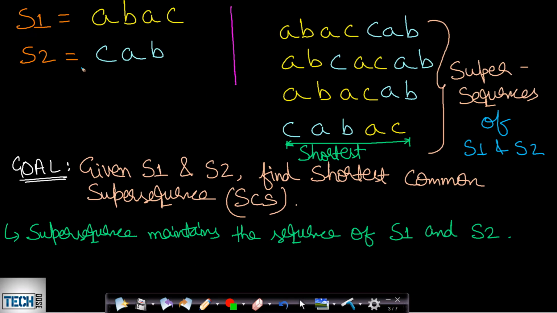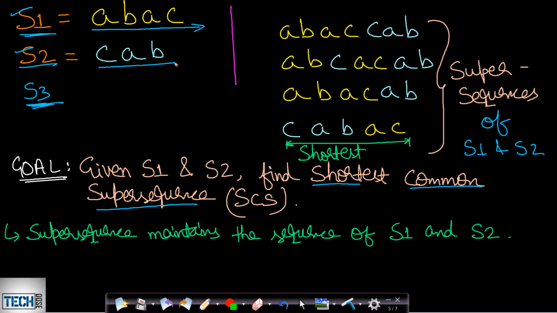Now in this problem, we are given two strings S1 and S2, and we are required to find the shortest common supersequence. So what is a supersequence? Actually, a supersequence is another string. Let's say it is string S3. Such that if you take the subsequence S1 in this string S3, then this entire string will be present as a subsequence in string S3. And if you take this string S2, this entire string S2 will also be present as a subsequence in this string S3.